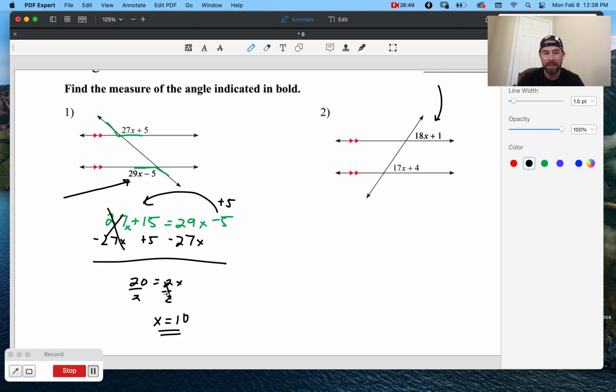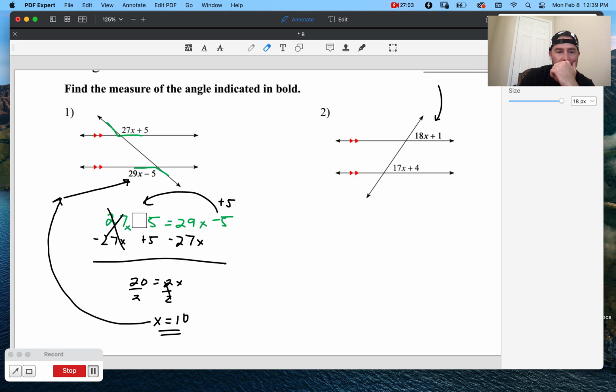Okay, but we're not done. We have one more step. We got to plug them in. Actually, oh, I put 15 here. It's supposed to be 5. Man, I caught that. This is supposed to be a 5, right? 27x plus 5 plus 5. So this is really supposed to be 10. Divided by 2 is 5. My bad. So plug it in up here.